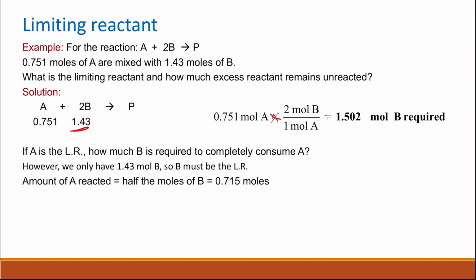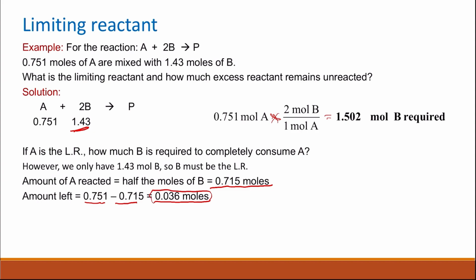That means that B here is the limiting reactant. To find out how many moles of A will remain unreacted, the amount of A that will be completely reacted by the time the reaction stops will be half the number of moles of the limiting reactant, which is B. So the amount of A that will react is 0.715 moles. So the amount left from A will be the 0.751, which is the whole amount, minus the amount that has been consumed.